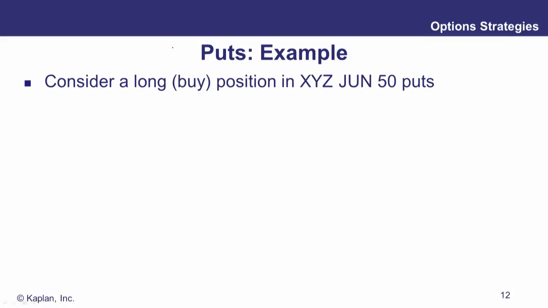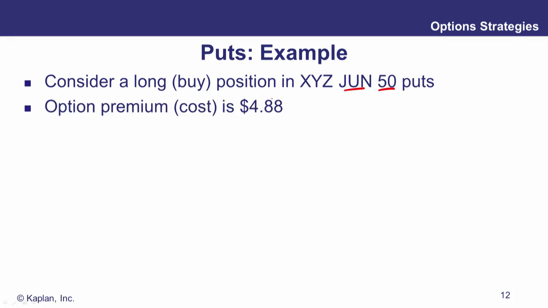Okay, now we're going to put our puts into the picture. A put, of course, is the right to sell. So let's have a right to sell XYZ in June, different expiry, but same strike. We can sell at 50 here. The option premium is $4.88, so that's always paid by the long. The idea is we need the underlying to fall enough such that we get that premium back and some, and then we're in profits under the put.